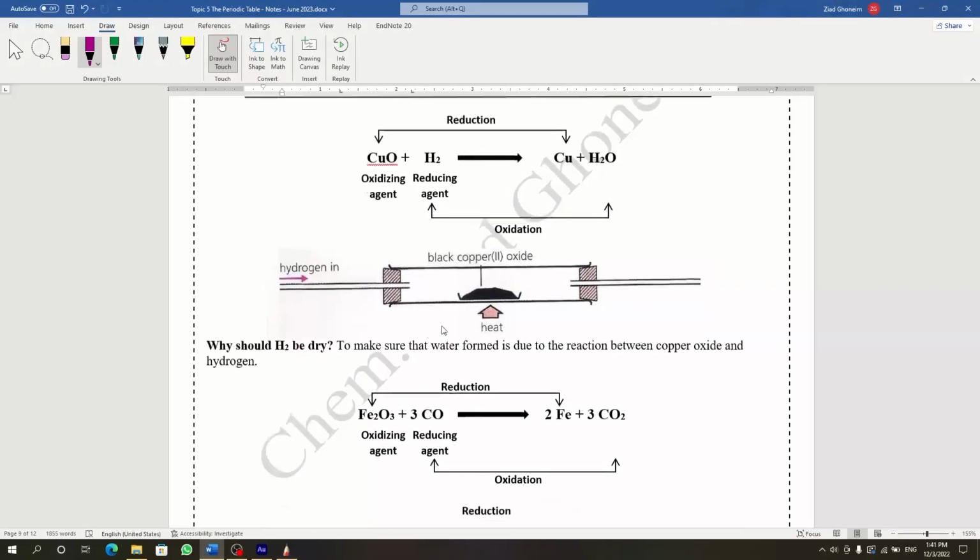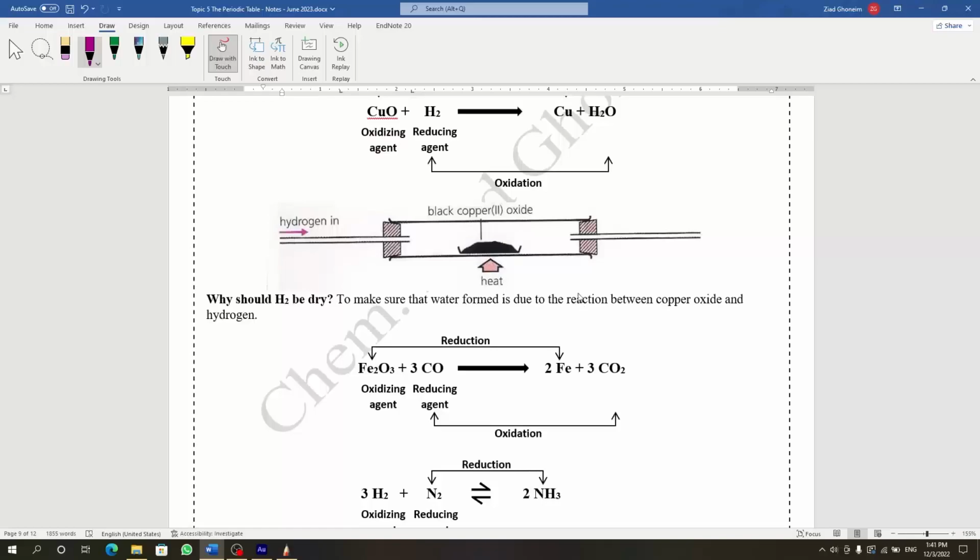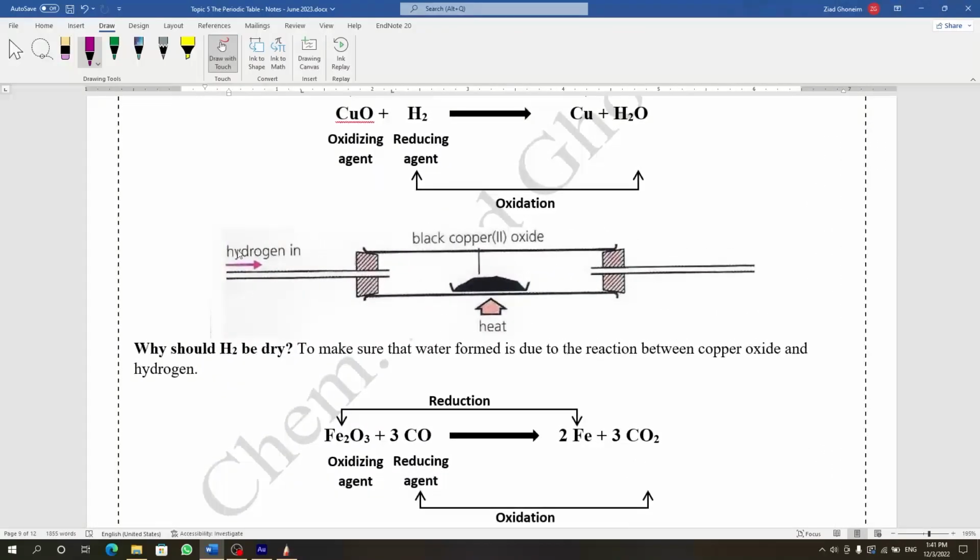Now we have this experiment right here where we reacted copper oxide with hydrogen. You need to make sure that this hydrogen has to be very, very dry, right? You have to pass it by a drying agent like sulfuric acid. Sulfuric acid is a drying agent. It absorbs the water, right? Why is that? Because if you noticed, the products of this reaction are copper and water. So we need to make sure that the water formed is due to the reaction between copper oxide and hydrogen, right?